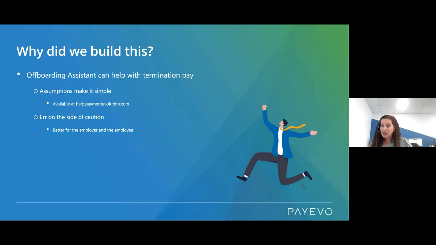So it keeps the tool really simple, and the list of assumptions are available on our help desk at help.caymanevolution.com. You can quickly search them up, find your province, and make sure that they apply to you. Little things like the assumptions assume that the employee's province of employment is also the province where they would fall under ESA regulations. 95% of the time, this is true. And so it just makes that assumption rather than making you fill out another question, keeping the tool simple. But again, they're all available for you to review on our help pages.